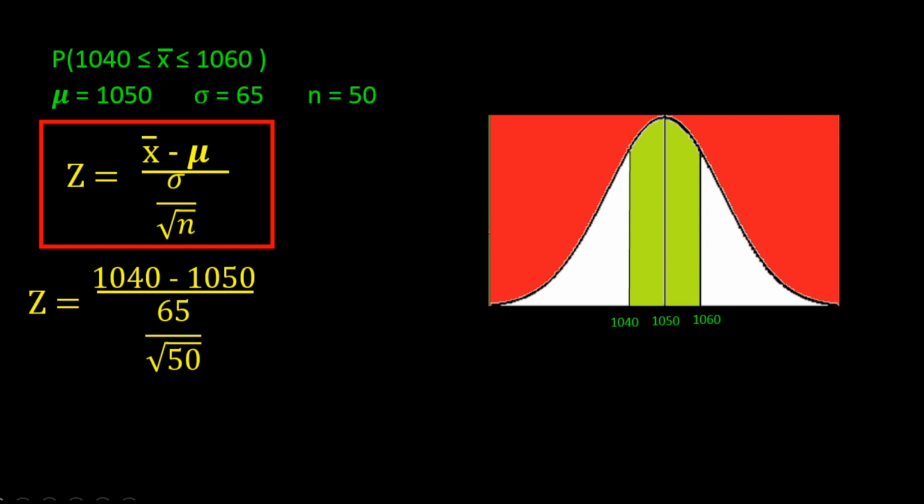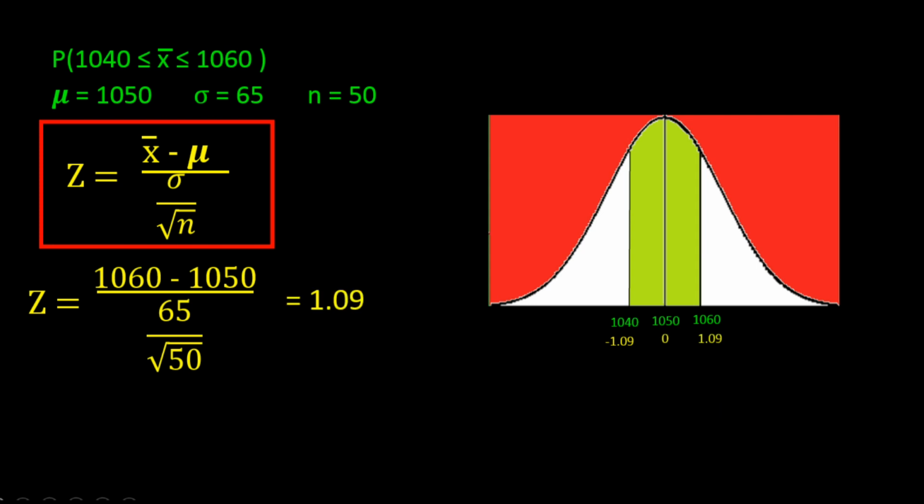This is negative 10 over 9.19 for the sample size of 50, so we get a z-score of negative 1.09. This we can mark on the lower end of the distribution for the x value of 1,040. Now when we calculate the z-score for an x value of 1,060, we get 1,060 minus 1,050 over 9.19, or positive 1.09.